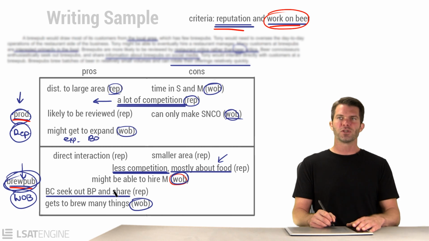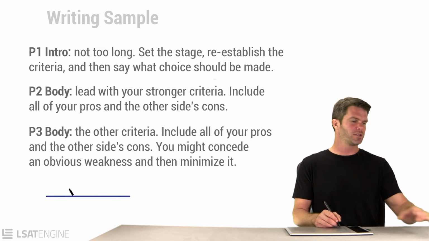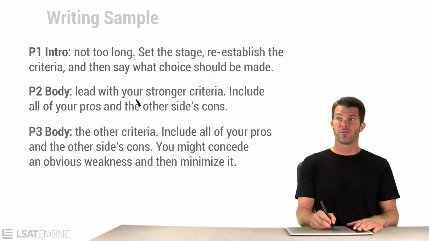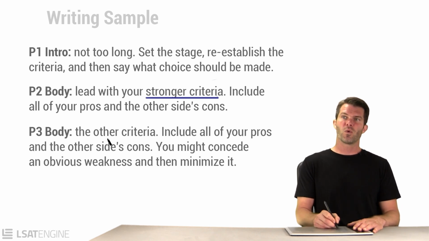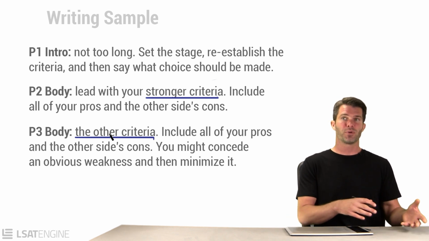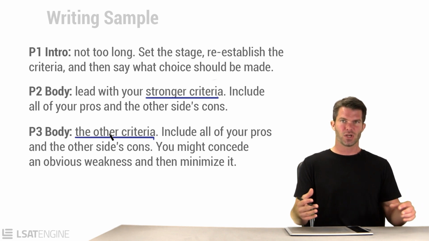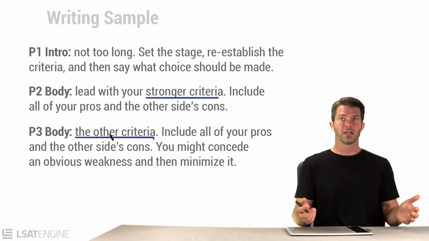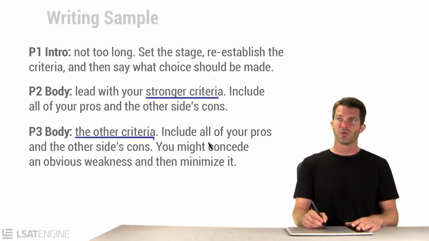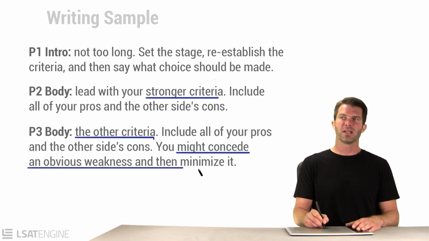So one thing you can do in your second body paragraph, because it's going to be the one that is not your strongest foot. You're going to put your strongest foot forward. This is one where you might make a concession. So, he doesn't have that much area, right? It's clear that the brew pub, in terms of building a reputation, has a larger geographic area. And so you might acknowledge that, but then quickly minimize it. That's a move you can make. You can concede an obvious weakness to your side, but then explain it away.